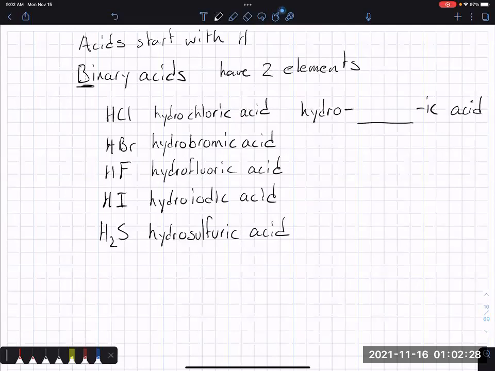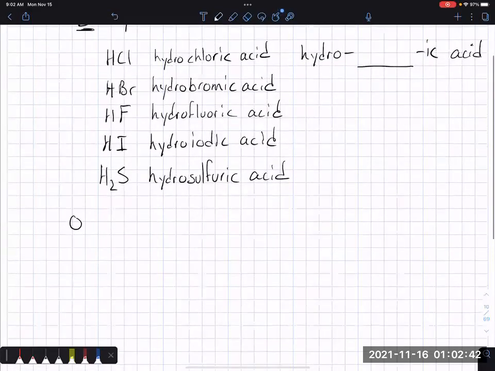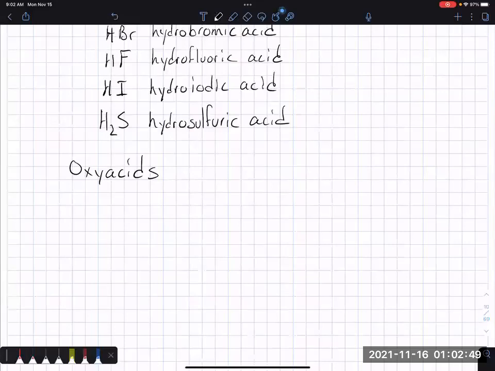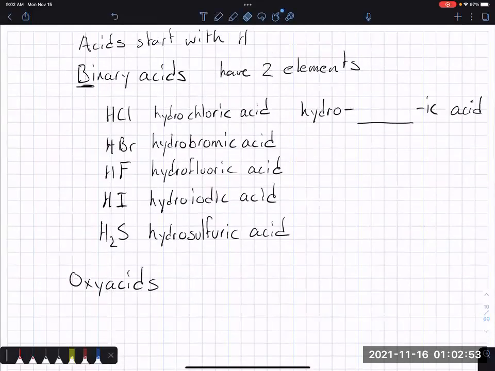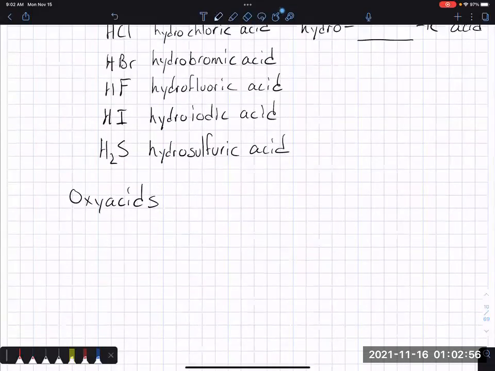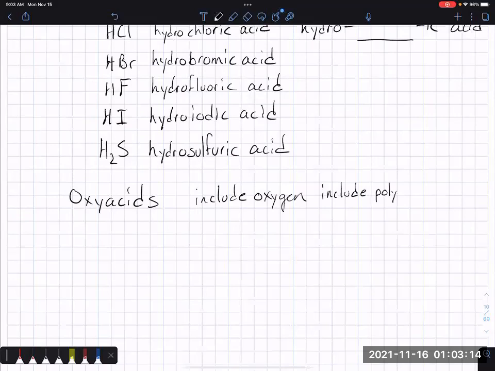The other type of acid that we have are called oxyacids. Let's see, talk about naming oxyacids? Hope so. Yes, okay. Oxyacids also start with hydrogen, just like our binary acids. But as the name would suggest, they all include oxygen. And more specifically, they're made up of polyatomic ions.